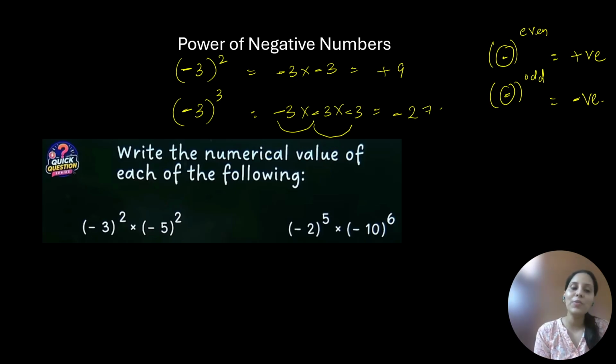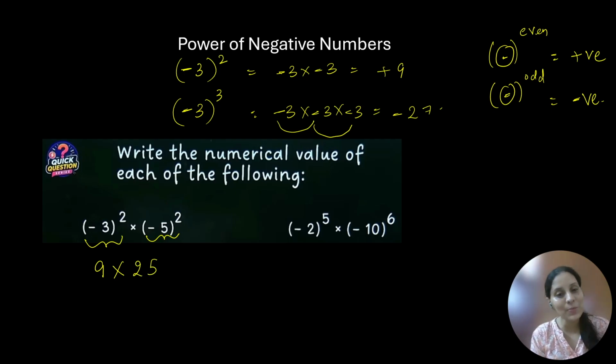Now let us solve some of these questions. So as I just did, minus 3 whole square is 9, and minus 5, since the power is even, so 5 into 5 is plus 25. Minus becomes plus. So what do I get? 5 nines are 45, 9 twos are 18, 19, 20, 25.